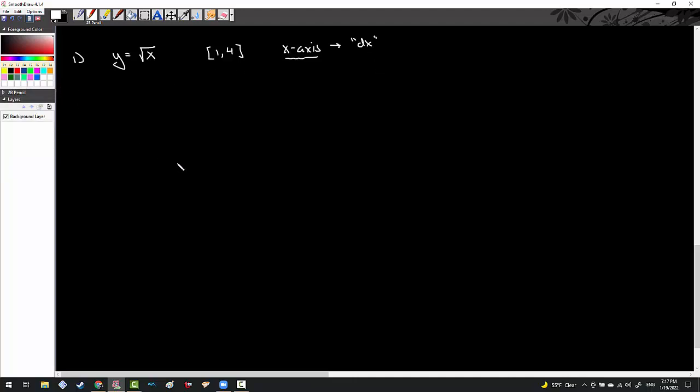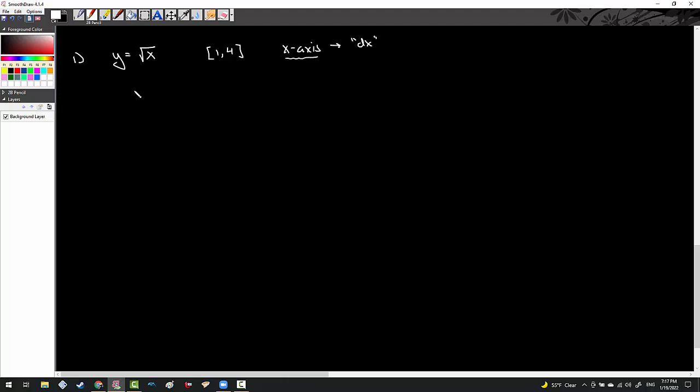Here comes my first example here. It's going to be y equals the square root of x. I'm going to integrate this thing on the interval from 1 to 4, and it's going to be about the x-axis. Now, what I'm going to do is I'm going to establish that because I'm rotating this thing about the x-axis, this is a dx integral. And we want to make sure we're very clear about that. We don't want to do the wrong integral.